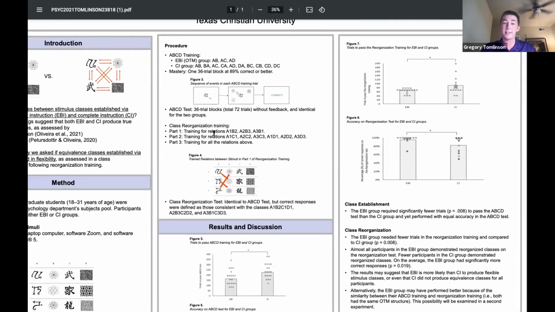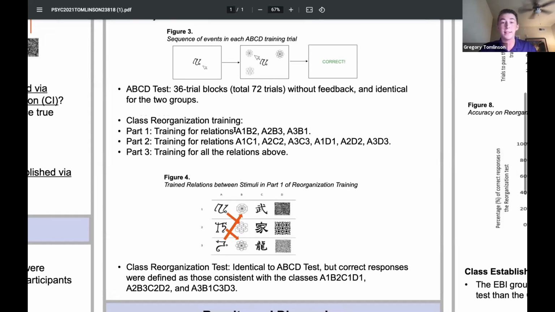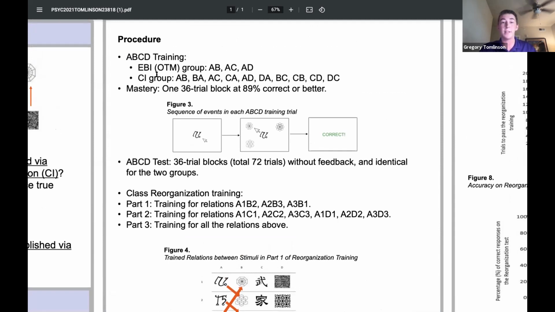I talked just a second ago about how class reorganization is more like EBI training. This is important because the CI group initially, of course, in the ABCD training, did CI training, which is all of these trials. But now, once they're thrown into class reorganization training, they have a far smaller number of trials. So this is more EBI, whereas the EBI group were thrown from normal EBI training right back into EBI training. So we're wondering if they were just used to the method of EBI and teaching, so they were more receptive to that. And we're actually looking at that in a study that we're conducting currently.